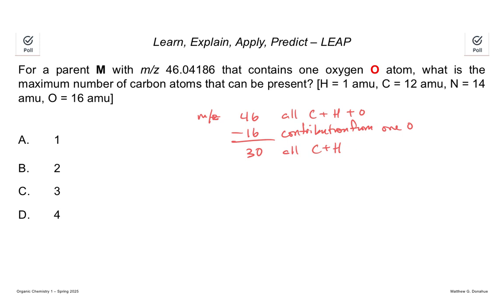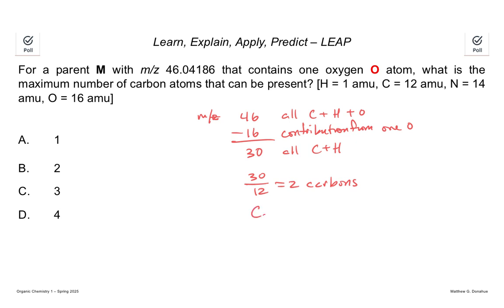And so now, because carbon is the bigger mass, what we're going to do is take that 30 and divide by 12. And so you're going to get a maximum of 2, right? Because 2 times 12 is 24. It can't be 3, because now you're at 36, and that's beyond what you're allowed to have. So 30 divided by 12 gets you 2 carbons.